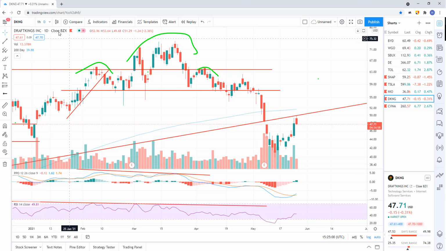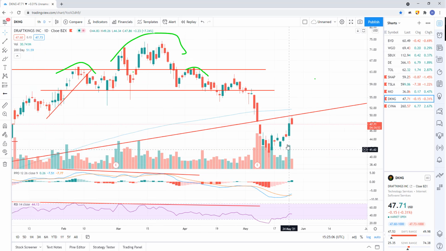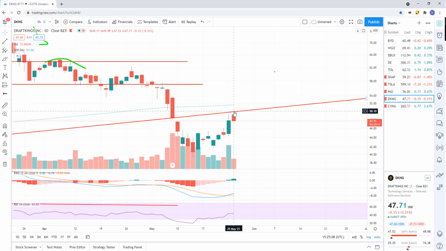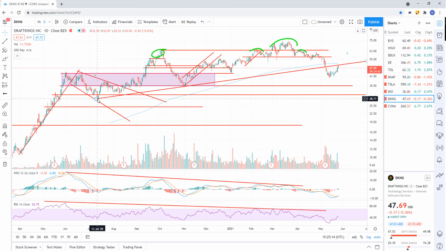But DraftKings, all right, this one looks like a good short, and it really was a good short yesterday towards the end of the day. And today, you can see that on the daily, they ran right into this trend line, which was resistance. You can see that comes back all the way to back here in July 2020, held support.